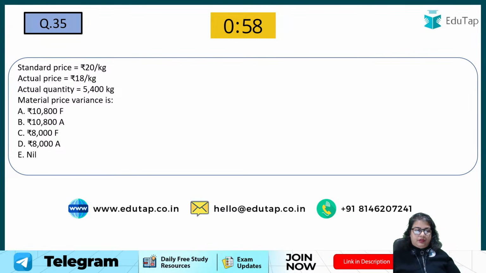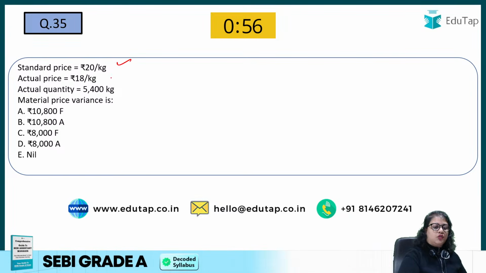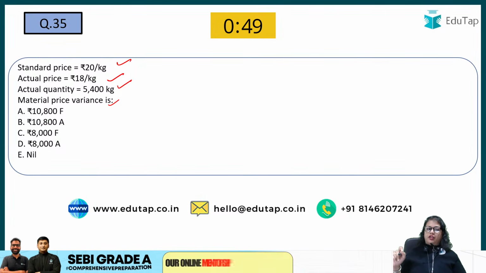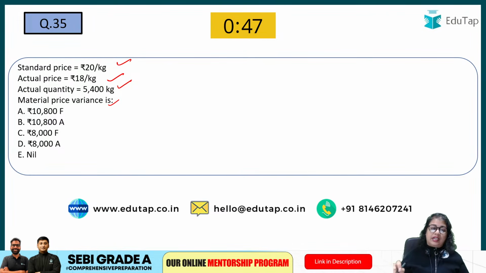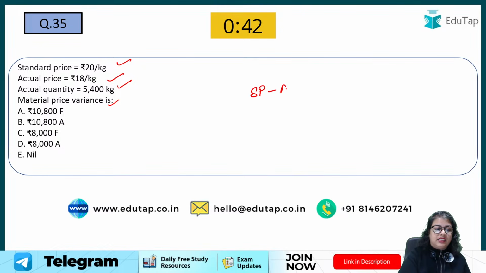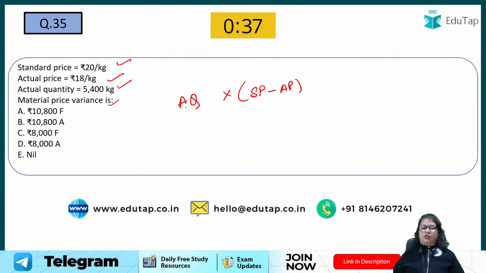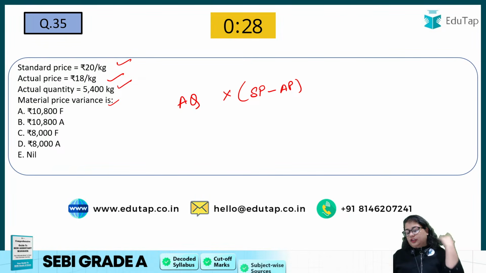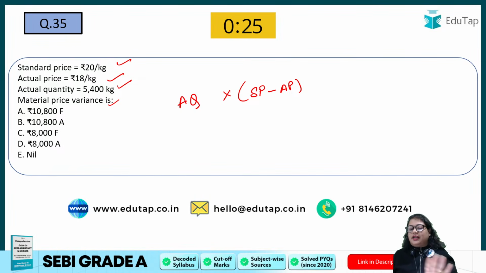Question number 35. The standard price, actual price and actual quantity are given to you. What is the material price variance? Do you know the formula? Whenever there is price, we calculate standard price minus actual price into the actual quantity. Here the standard quantity is not given to you, so you might not get confused. But if the standard quantity was also given, you should know that when calculating the material price variance, you always multiply it by the actual quantity.